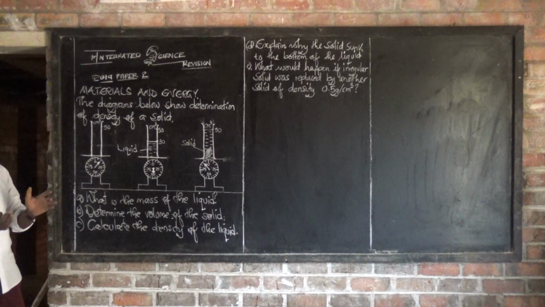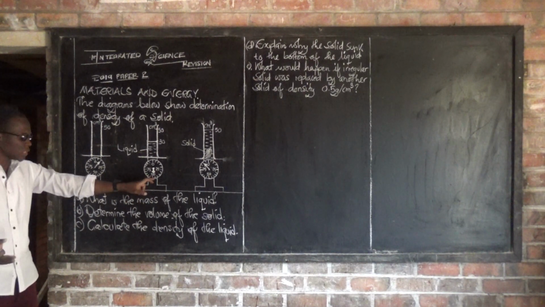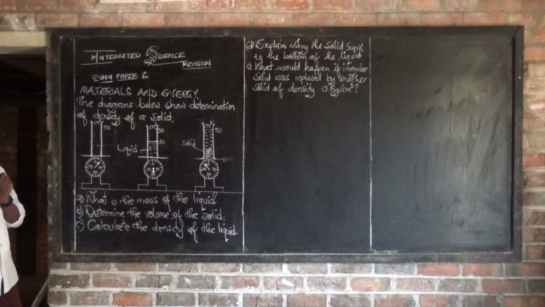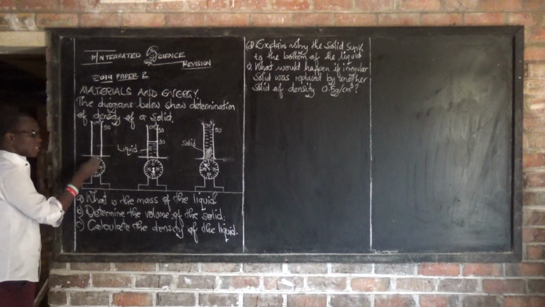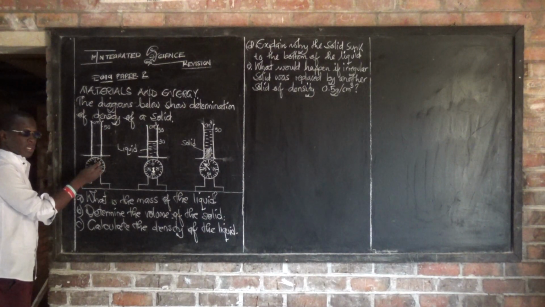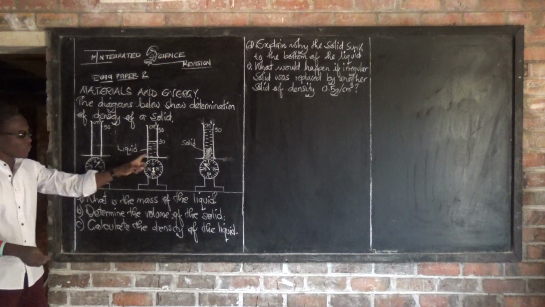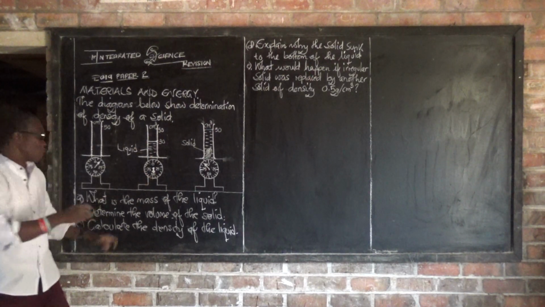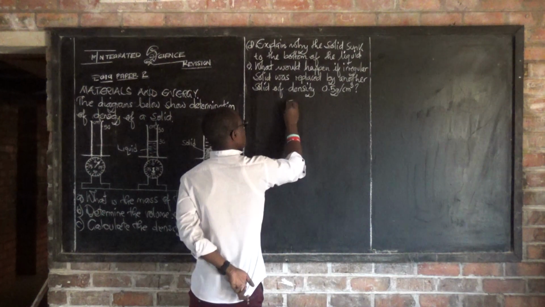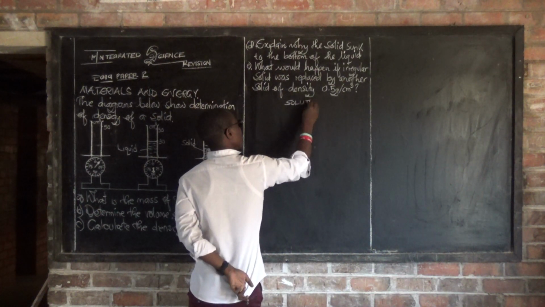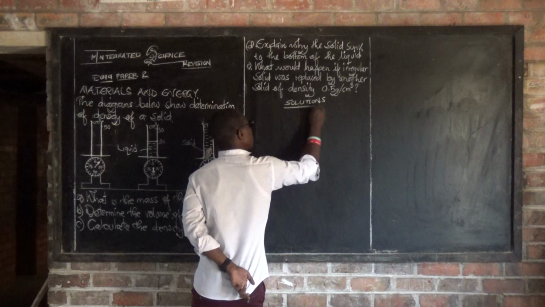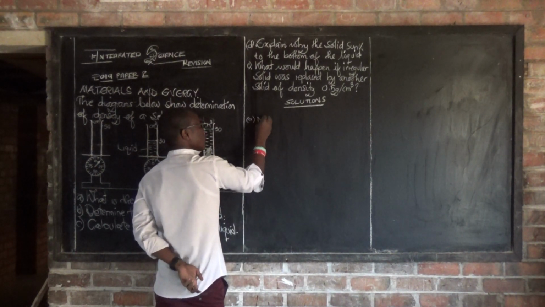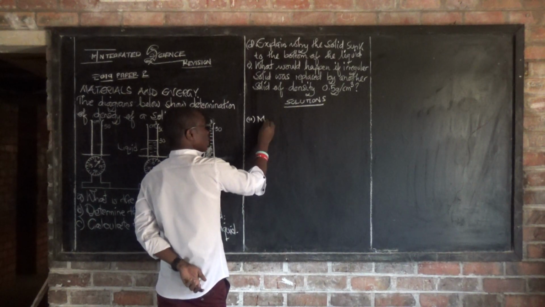Then the question is saying, what is the mass of the liquid? So just subtract the mass of the cylinder from the total mass, which is 50. The mass of the cylinder is 10. Take note, the mass of the liquid plus the cylinder is 50. So for us to know the mass of the liquid, which is question A, solutions, question A. They want the mass of the liquid.